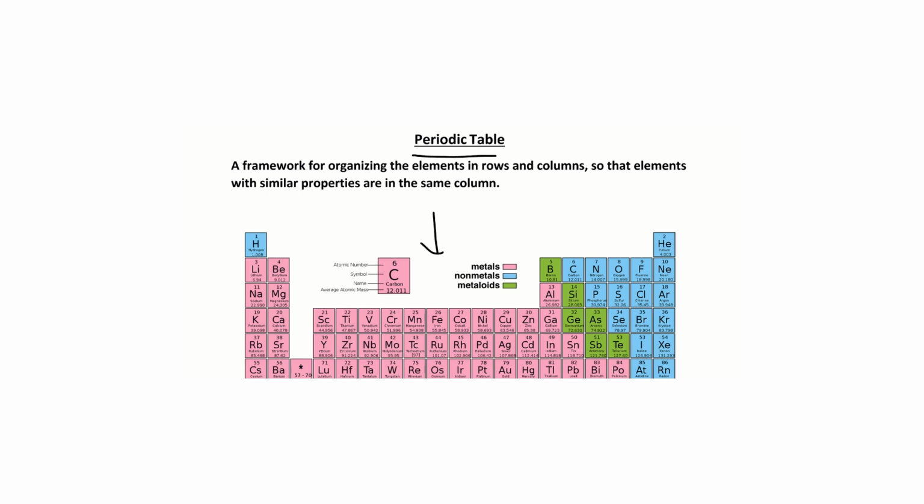This is a modern periodic table. The periodic table is a framework for organizing the elements in rows and columns, so that elements with similar properties are in the same column. By the mid 1800s, scientists had discovered more than 50 elements and determined the properties of each. Now, they needed a way to organize all the information.